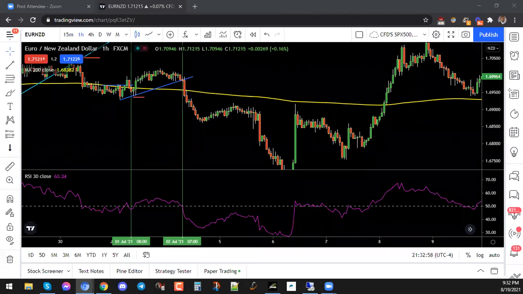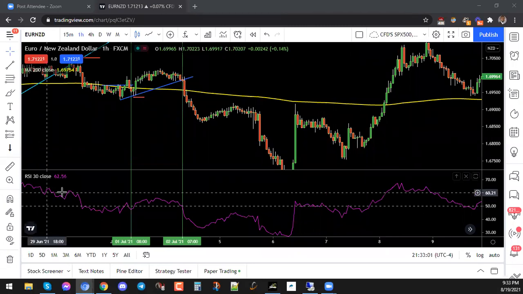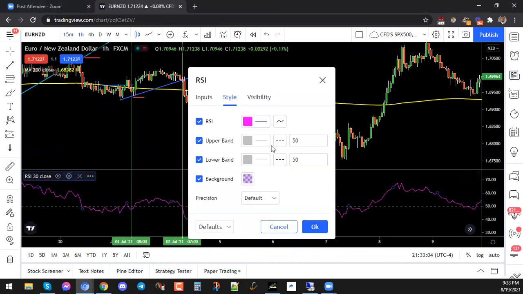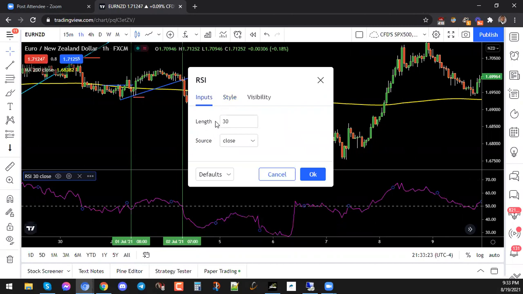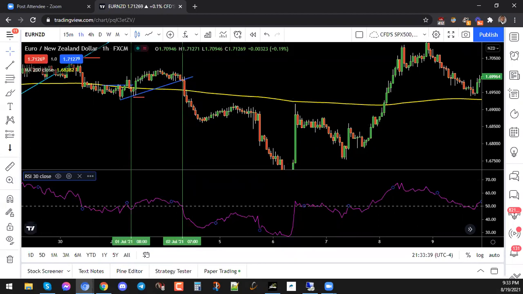Okay, Bella said, where did you get the 50 from? Okay, when you go into the RSI, you can see here it says upper band and lower band. I just put 50 for both of them. Okay, you put 50 in the upper band, 50 in the lower band, and it puts all the lines in one place at the 50 level. Input length 30, source close. And that's basically it. Okay, any other questions?